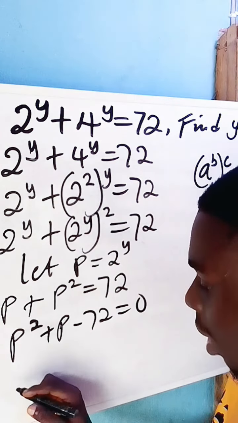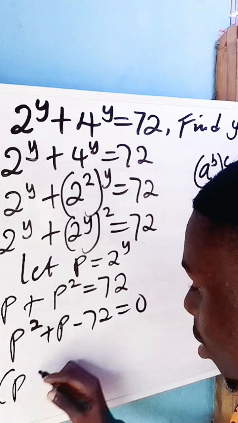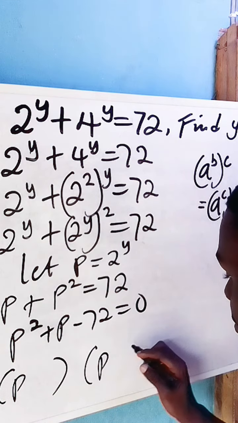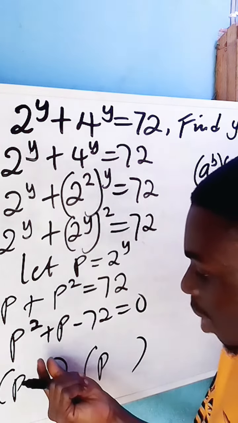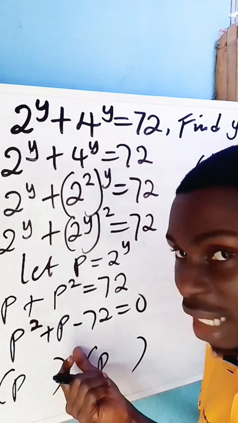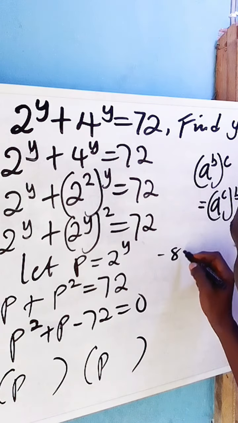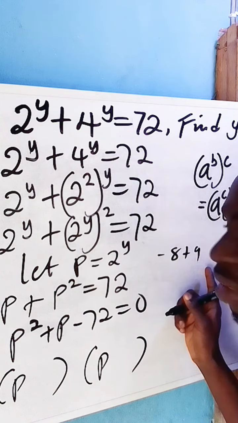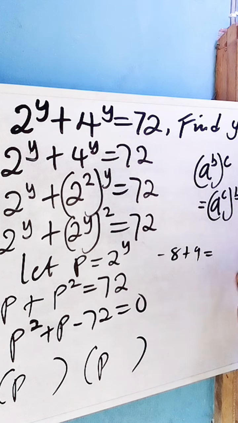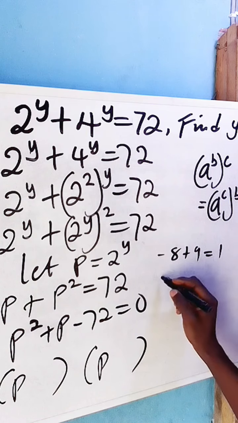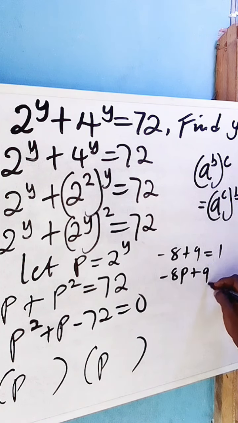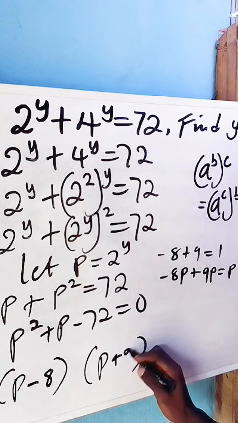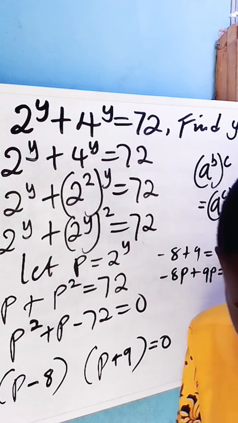So let's open up this first as p. Let's open up this as p. Now you see that minus 8 and plus 9 can do this, because minus 8 plus 9 gives you 1. So that means we have minus 8p plus 9p, which will be equal to p, which gives you this. Alright, so this is now becoming minus 8 and plus 9. Remember, all this is equal to 0.